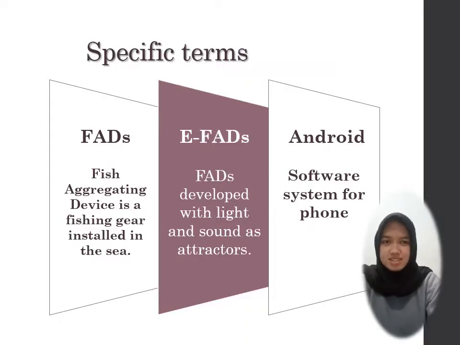Okay, next, the specific terms of this abstract. First, FAD, or Fish Aggregating Device, is a fishing gear installed in the sea. And then FAD is developed with light and sound as attractors. And then Android is the software system for iPhone.